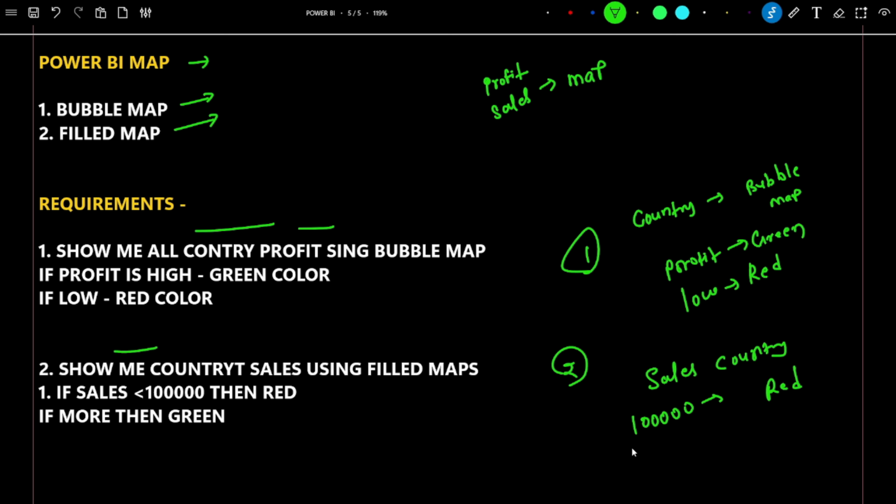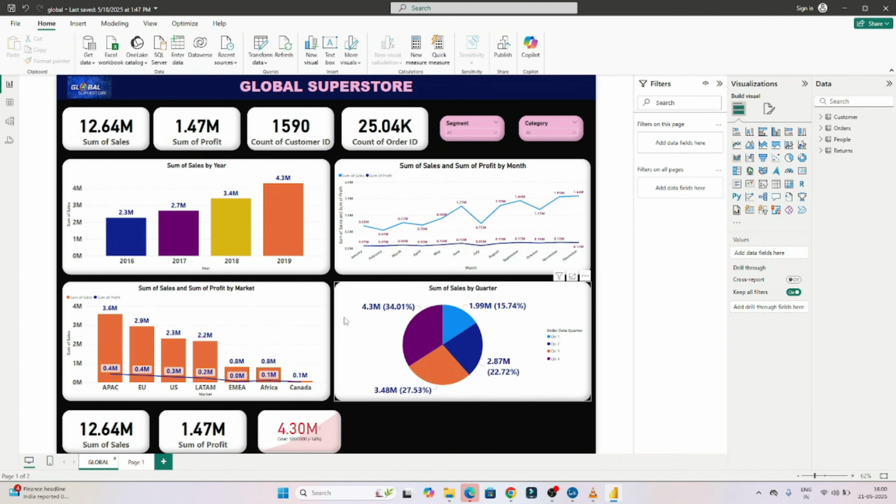If the sales is greater than 1 lakh, then show in the green color. So that is the requirement, and here we are going to use a field map. So how actually we can do that? Let me open Power BI. This is the dashboard we have created previously.